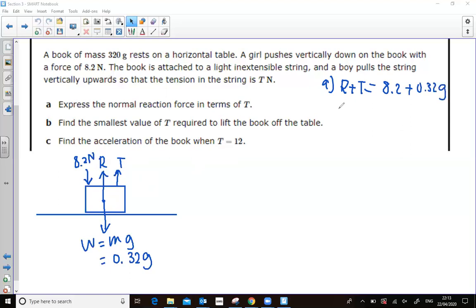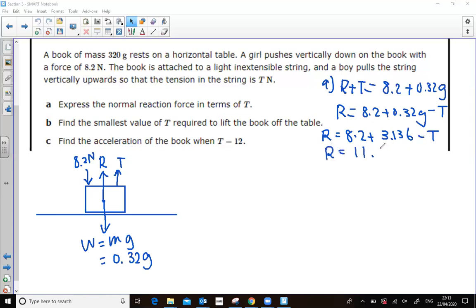So now we can write that R equals 8.2 plus 0.32 g, take away T. We can also replace g with 9.8 to get R equals 8.2 plus 3.136, which is 11.336, minus T. So that means R equals 11.336 minus T. Okay, so that's our answer for part A.